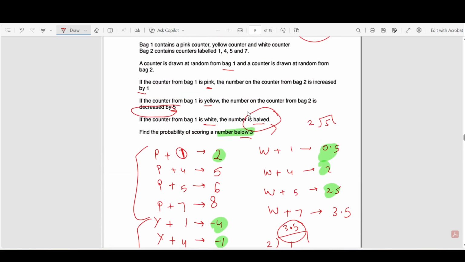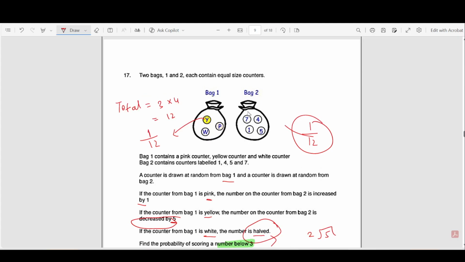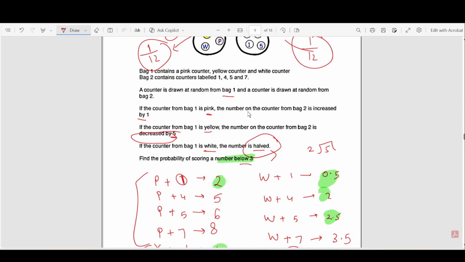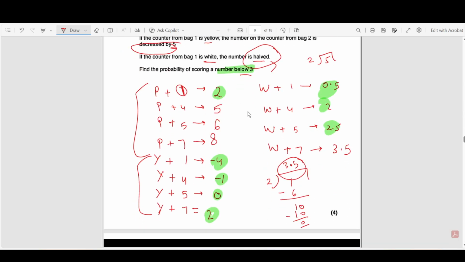And the total outcomes we already counted was 12, right? So basically we need 8 over 12. That's our answer. We can simplify it: if I divide by 4, 8 divided by 4 is 2 and 12 divided by 4 is 3. So the answer is 2/3. The probability of scoring a number below 3 is 2/3. That's how we do it.